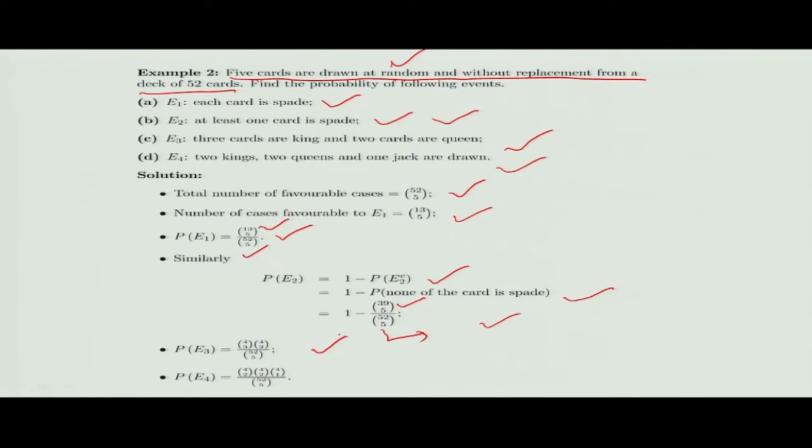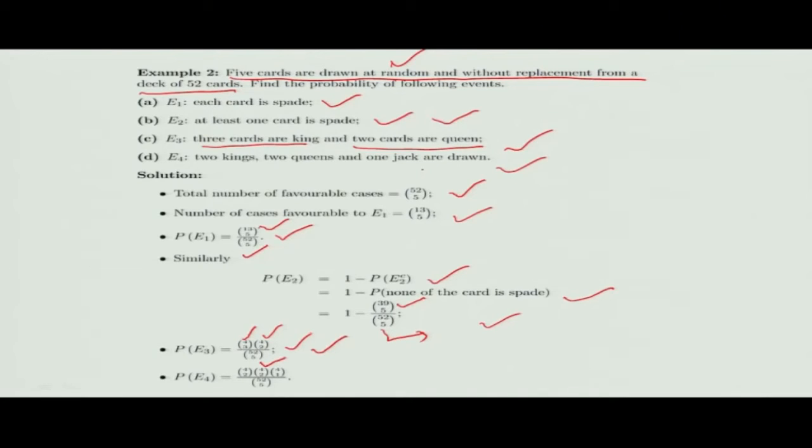Now probability of E3 you can find similarly. Total number of ways in which 5 cards can be drawn is 52 choose 5. I want that 3 cards are king. There are 4 kings, so that can be done in 4 choose 3 ways. I want 2 cards are queen. There are 4 queens, so 4 choose 2 ways. So this is what probability of E3 is.